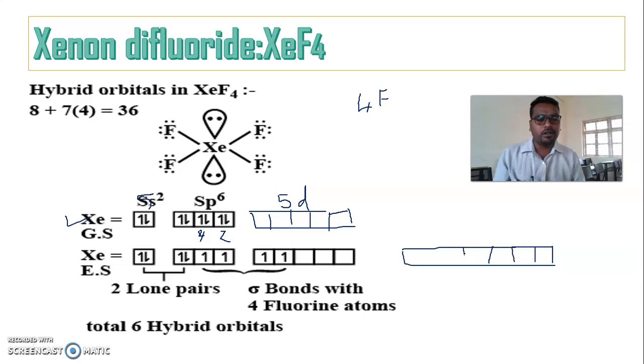Dear students, if you want to learn the structure, you must write the electronic configuration along with me. Then only you can understand. So the electronic configuration, where the electron goes, how many partially filled orbitals and how many lone pairs of electrons are present, these things you have to keep in mind while writing the configuration.